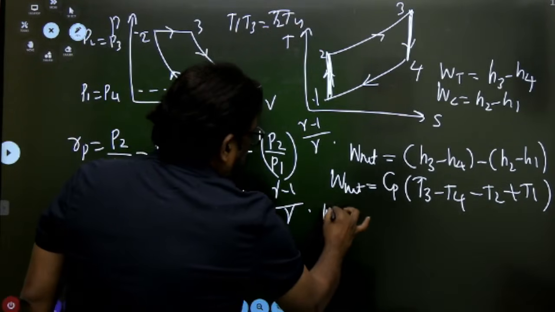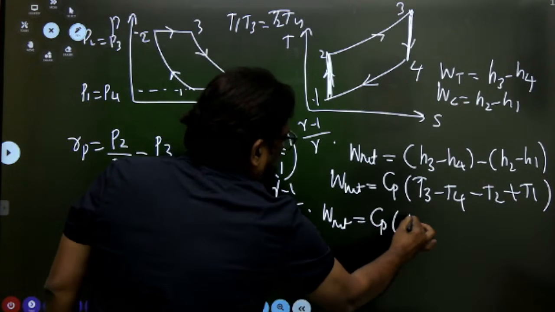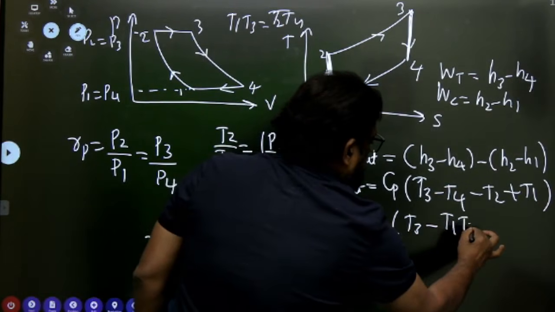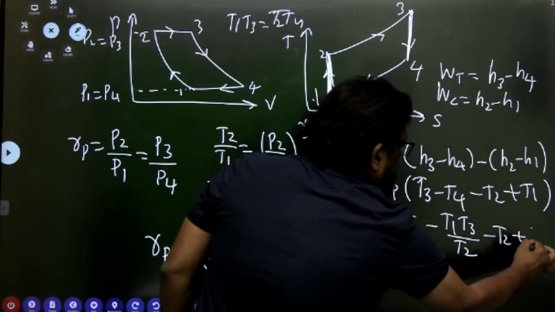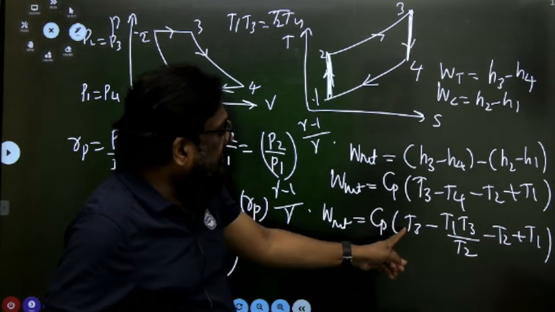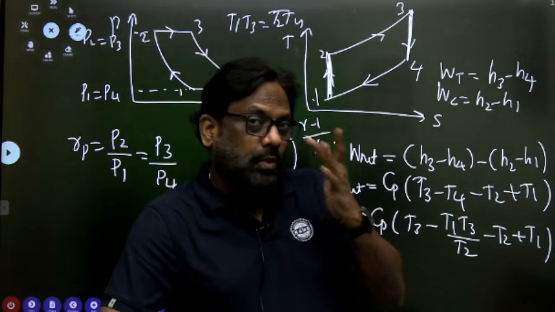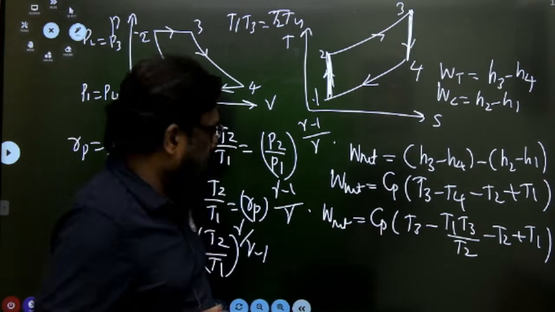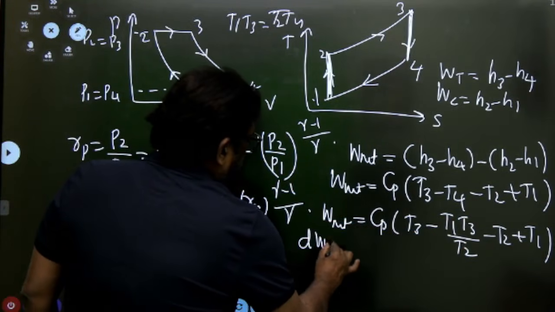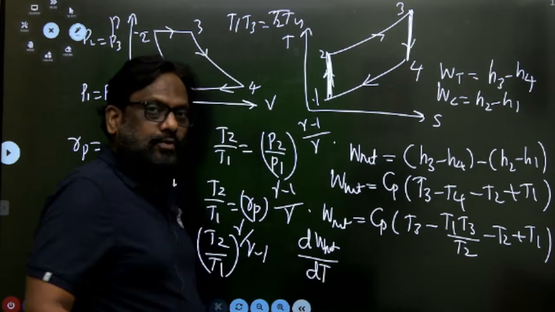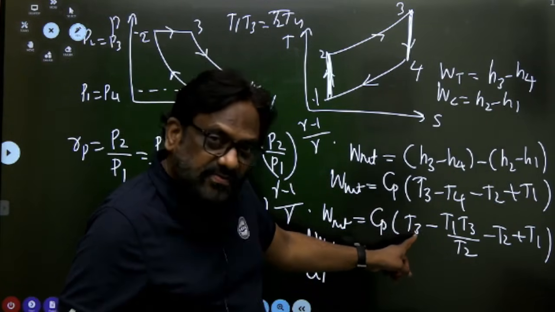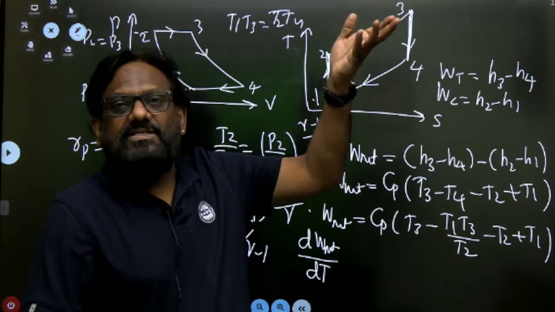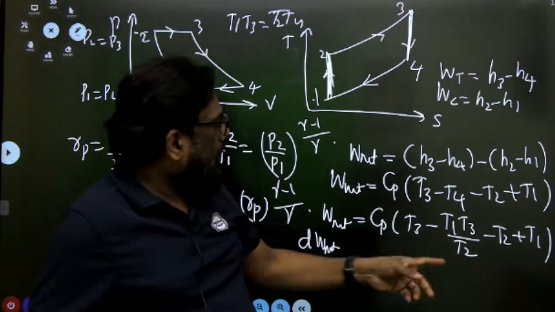So this work can be written as Cp into (T3 minus T4). What is T4 from this? T4 can be written as T1 T3 by T2, so the work is Cp (T3 minus T1 T3 by T2 minus T2 plus T1). The given values T1 and T3 are fixed. So how can I get maximum work? For maximum work, you differentiate with respect to the variable and equate it to 0. What is the variable? The highest temperature T3 is fixed. The lowest temperature T1 is fixed because atmospheric temperature is fixed, and T3, the turbine inlet temperature, is fixed by metallurgical conditions. The only variable is T2.